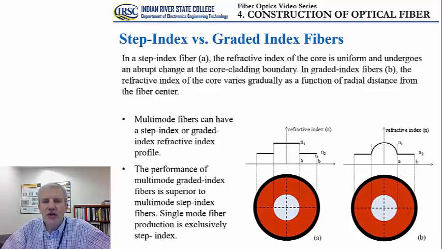As opposed to the stepped index optical fiber, in the case of the graded index fiber, we see that the index of refraction is actually gonna vary gradually as a function of the radial distance from the fiber center. So right at the center of the core, we have the maximum of the index of refraction, and then the index of refraction is going to be dropping gradually to a certain value that's going to be used in the cladding.